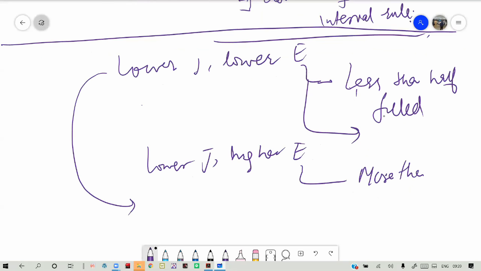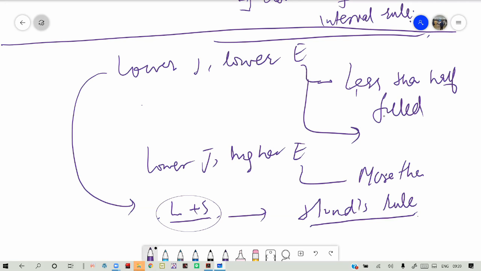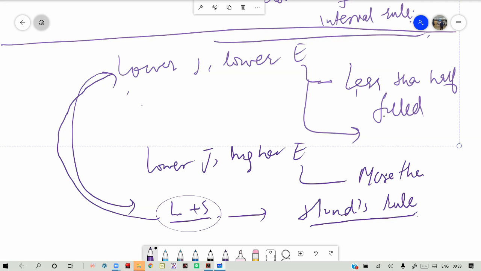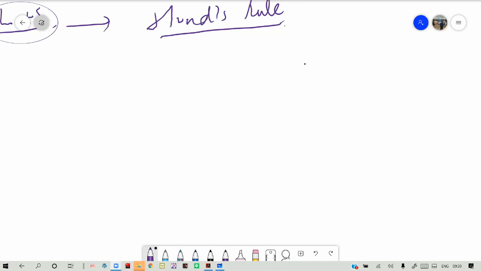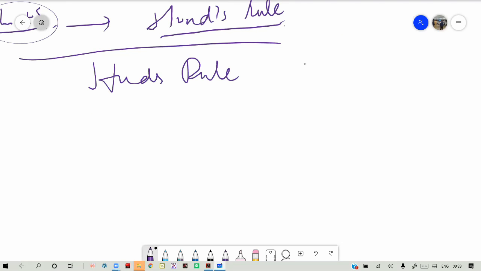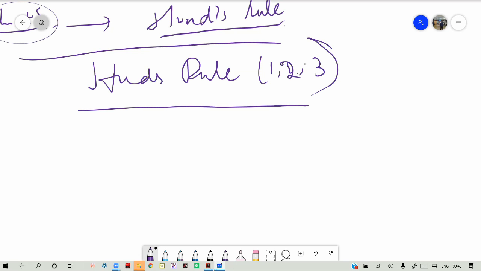Actually this J is directly related to L plus S, LS coupling. And if you see Hund's rule, Hund's rule will apply here. I will leave it here, but go through Hund's rules 1, 2, and 3, Hund's rule of maximum multiplicity. There are three Hund's rules: Hund's rule 1, Hund's rule 2, and Hund's rule 3. Just see them, and if anything remains, we will discuss it in the next lecture.